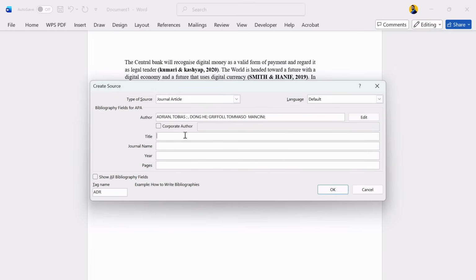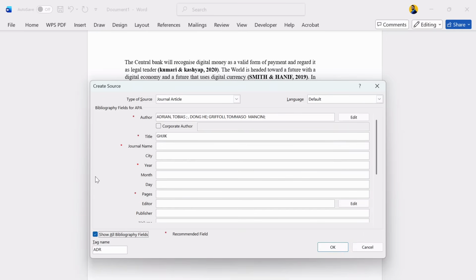Title name is given to us as Central Bank Digital Currency Development. I am writing GHIJK, right? Journal name was not given to us. Year is not like year; in this, we have mentioned a proper date and month. So we will click on this, show all bibliography fields, and write down each. Like year is given to us as 23, right? In month, we will write November as it is given in the table, and the day is 20, we'll write down 20 here.